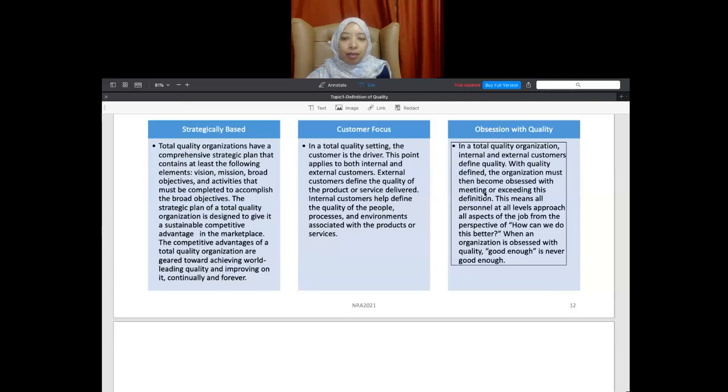And then for the third element, which is obsession with quality, in a total quality organization, internal and external customers define quality. With quality defined, the organization must then become obsessed with meeting or exceeding that definition. How do we become obsessed with quality? For example, I give you a simple example of what is happening in UiTM now, which is that we practice ODL. How do we introduce ODL to the students? Since this is very new, it was introduced to the students after the COVID-19 pandemic.